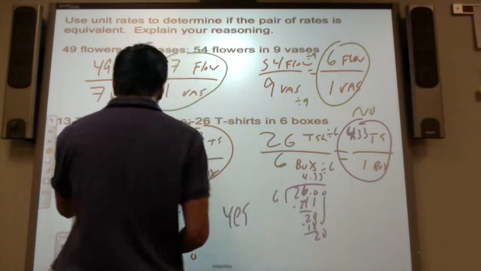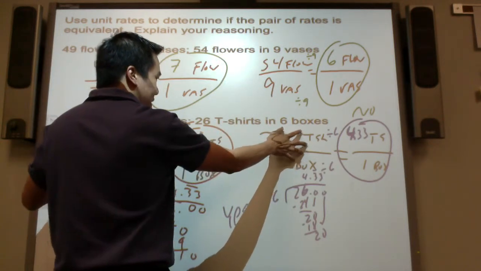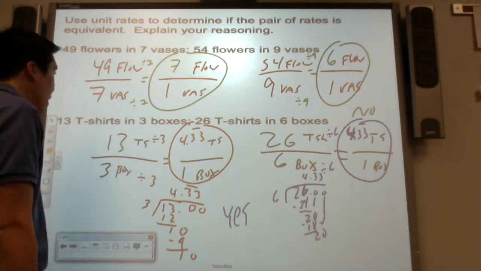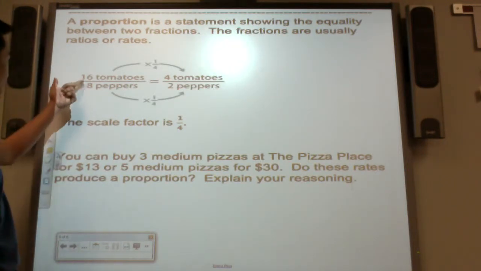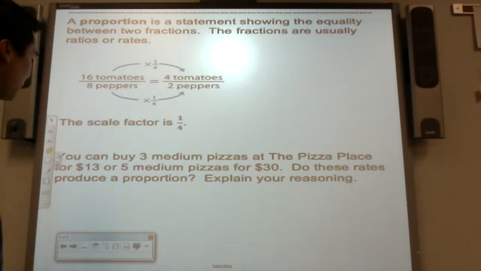Another one is if you put 13 t-shirts in 3 boxes, and you say it's the same as 26 t-shirts in 6 boxes. So, for example, you have 16 tomatoes and 8 peppers. It is equivalent to 4 tomatoes and 2 peppers.